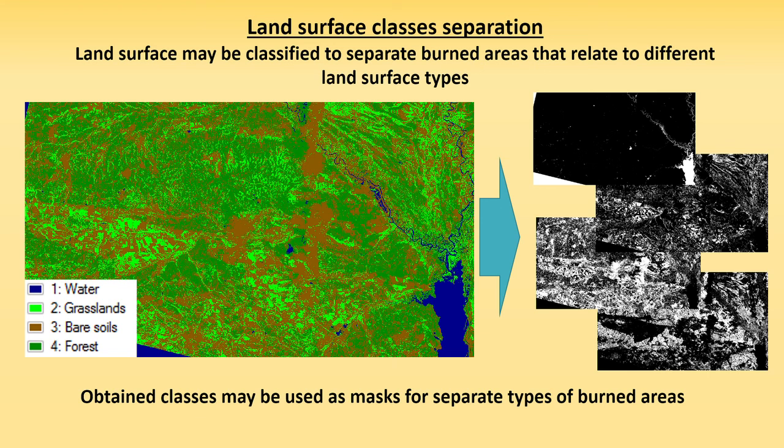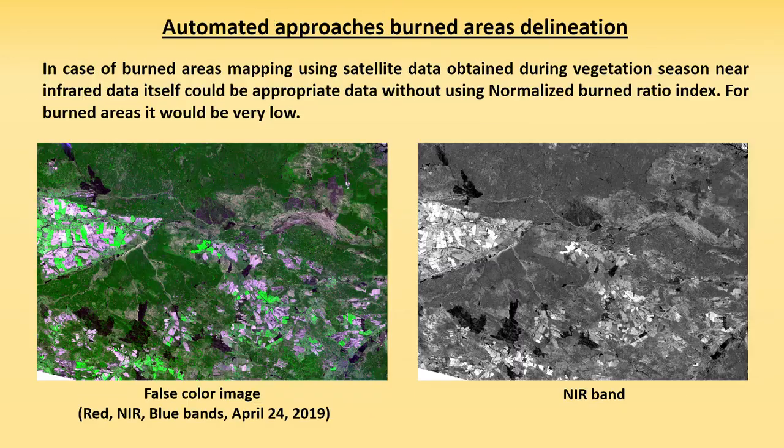Multispectral imagery classification is a useful approach in case we need to estimate burned areas in different kinds of surface types. Each class can be transformed into a class mask and applied to the burned area image. In case of burned area mapping using satellite data obtained during the vegetation season, near-infrared data itself could be appropriate without using the normalized burn ratio index, due to its representation of vegetation condition and clear delineation of burned areas.